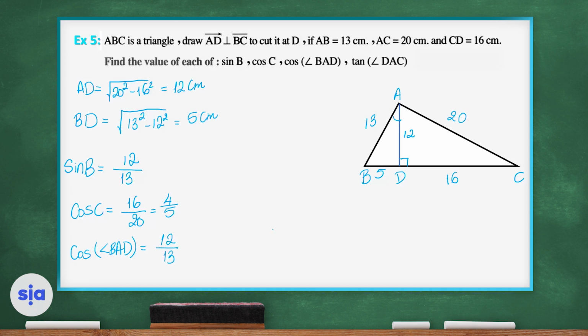The last requirement is to find tan of angle DAC. Angle DAC is this angle. So tan of this angle is the opposite, which is 16, over the adjacent, which is 12. If you simplify this fraction, it will be 4 over 3.